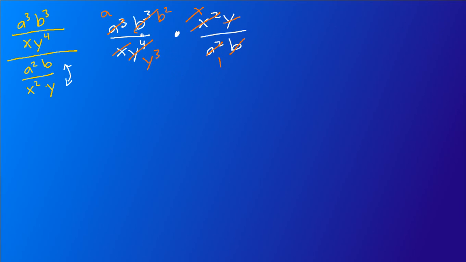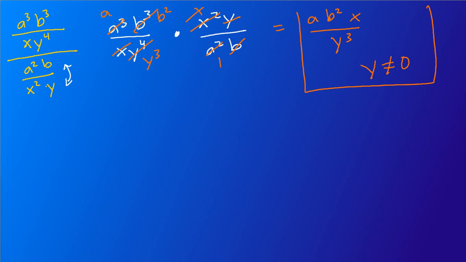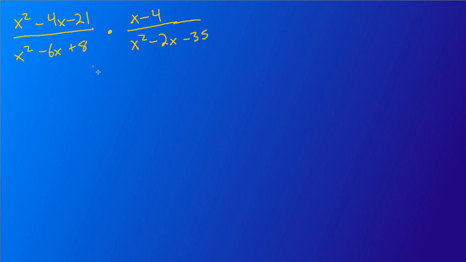It gets really sloppy. So, what do I have left? I have a b squared x. That is written in the right order, alphabetical order. And it looks like y cubed. And y cannot be 0. Can't have a 0 in the denominator. Yeah, that's almost harder in a sense. It's simpler, but harder.